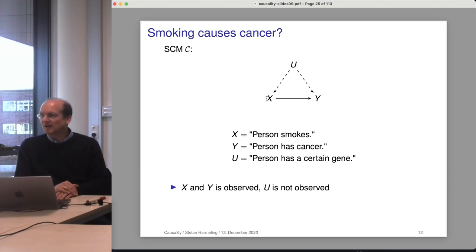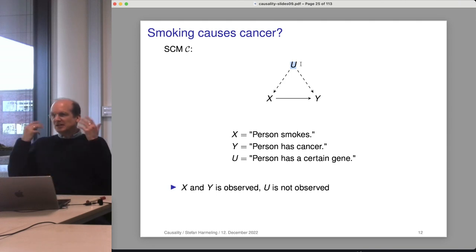However, for a long time, the tobacco industry was claiming, no, there's a certain gene out there. So there's a gene in your DNA, and that kind of makes you more a hedonistic person or something, and then you enjoy maybe smoking and whatever that means. And it also could create cancer. So the smoking is not the cause of cancer, but this gene is. So there's a common cause.